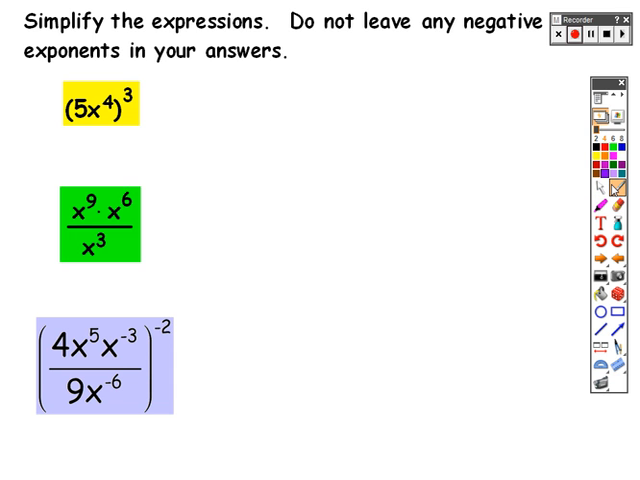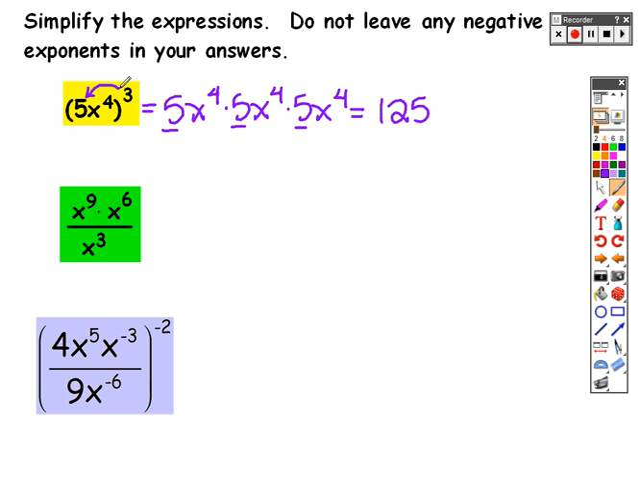For the first one, if I'm taking 5x to the 4th and I'm cubing it, that really means I'm taking 5x to the 4th times itself 3 times. So essentially I'm cubing the 5. 5 times 5 times 5 is 125. And then I'm taking x to the 4th times itself 3 times. So here I have 4 x's, here I have 4 x's, here I have 4 more x's. Total there will be 12 x's. So your answer is 125 times x to the 12th power.